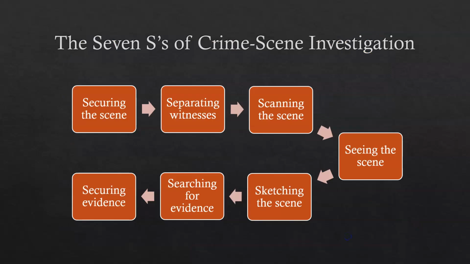There are 7 S's associated with crime scene investigation. They can be a little confusing, especially when you're trying to order them. They do go in order and they lead into each other. It is really important for you to be able to differentiate. And again, I know that there are 7 of them and they all start with S, but we're going to work through each of these in detail.